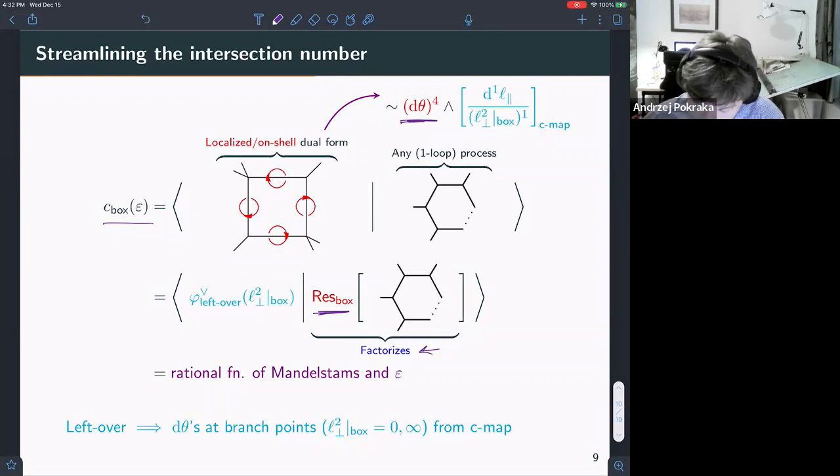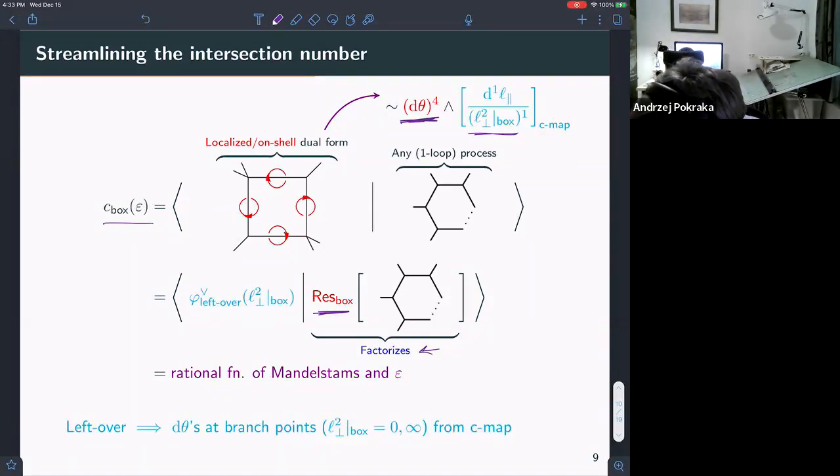But as I was stressing before, the one loop space forms are actually 5-forms. So this d theta is only a 4-form, so there's still something else left. There's a leftover part, and on the leftover part we have some form. It looks something roughly like this, and it's actually the image of this form under something called the CMAP.